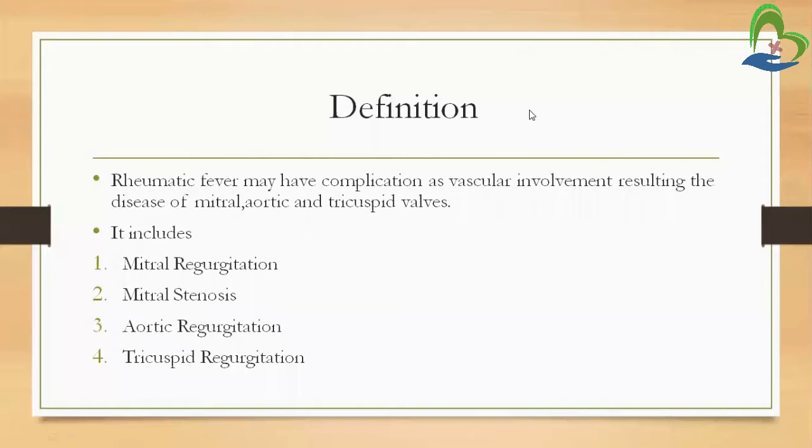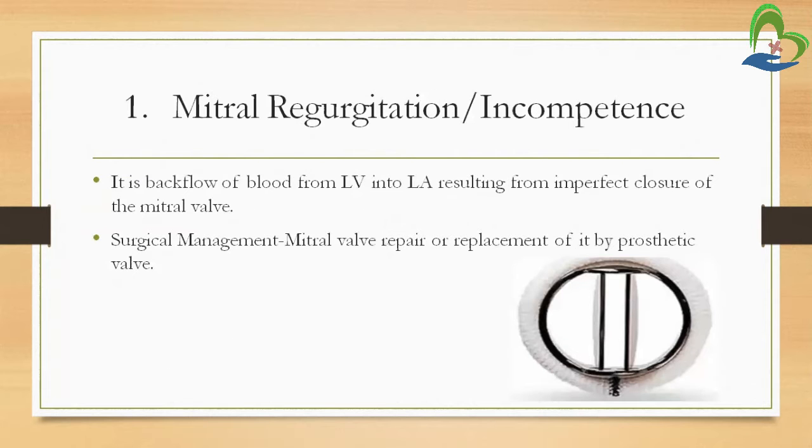First is the definition. Rheumatic fever may have a complication as valvular involvement resulting in disease of the mitral, aortic and tricuspid valve. So the complication of rheumatic fever is rheumatic heart disease. In rheumatic heart disease, the valves will be involved, resulting in disease of the mitral valve, aortic valve and tricuspid valve. It includes four conditions: mitral regurgitation, mitral stenosis, aortic regurgitation and tricuspid regurgitation. We will learn these four one by one in detail.